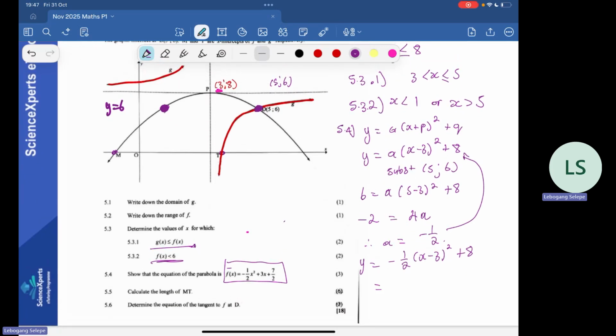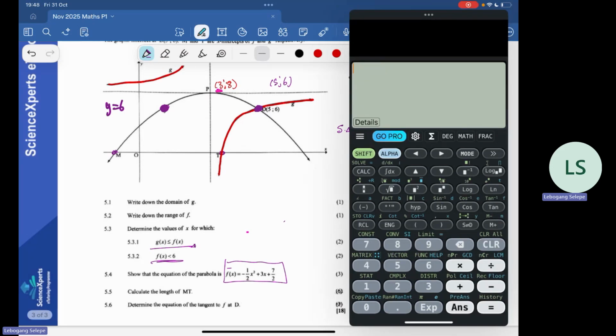So this would be equal to negative 1 over 2 into x minus 3 squared. This is x squared minus 6x plus 3 squared, that's 9, then plus 8. Then I can distribute the half. The half goes here, it goes there, and there as well. This is going to be negative 1 over 2 x squared plus 3x minus 9 over 2 plus 8, right?